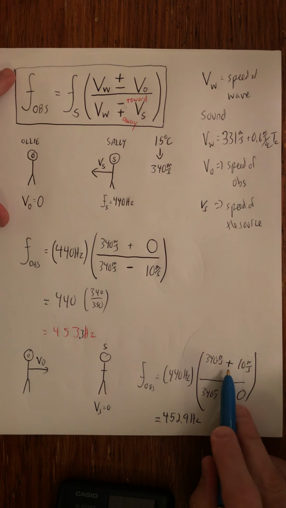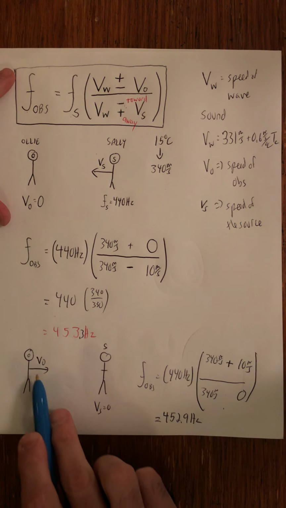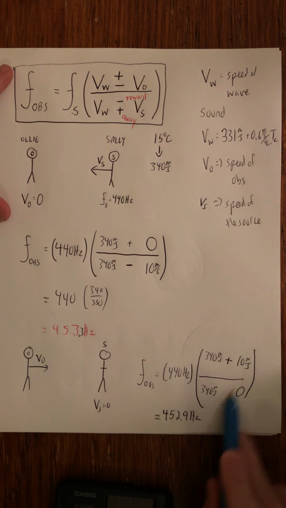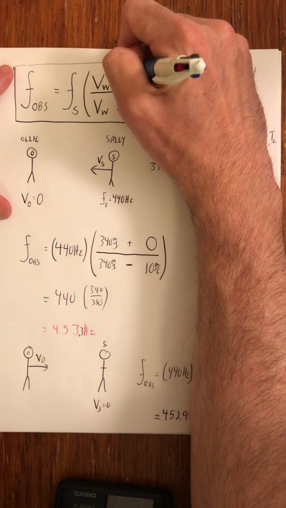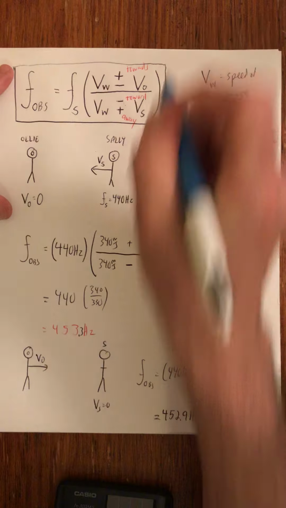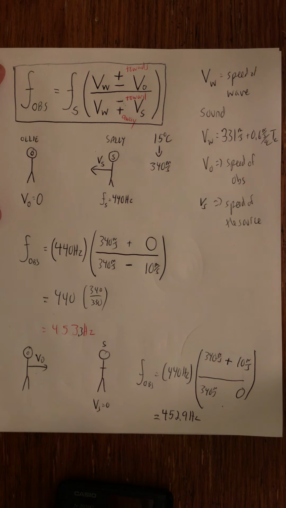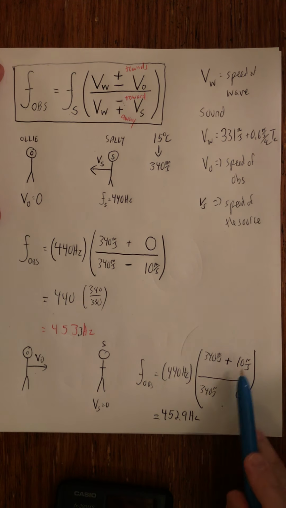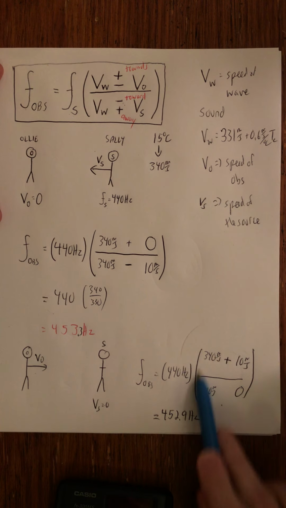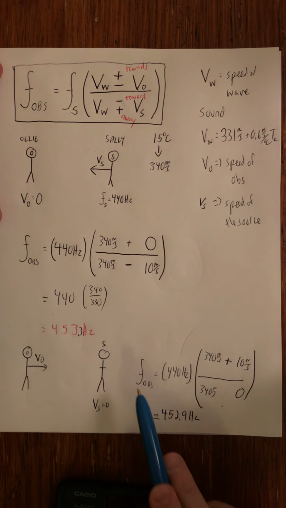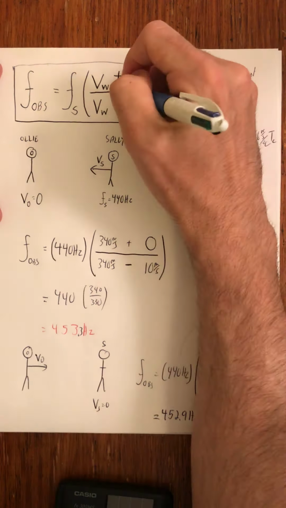So notice here I chose positive with the moving observer because I needed this fraction to come out bigger than 1, so there's towards, right? And if Ollie was moving away from Sally, I would need this fraction to be less than 1, so the observed frequency is less than the source frequency. I would choose the minus.